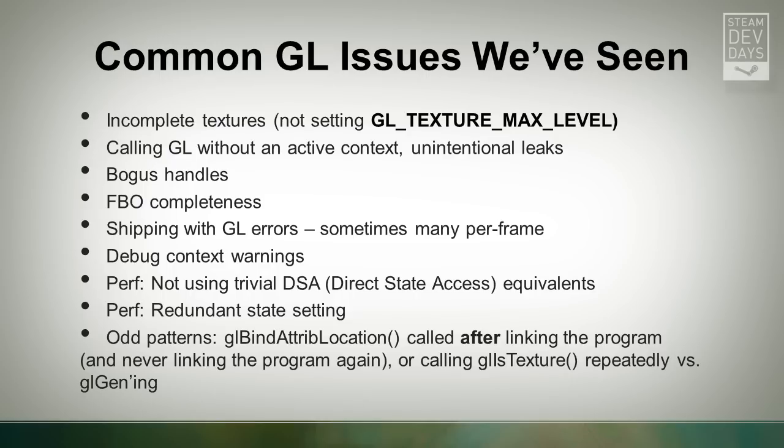Shipping with GL errors, I think this is really, really bad, because when there's a GL error during replaying, I have to track down whether it is my problem or the application's problem. It turns out many apps just ship with GL errors. Sometimes I think, personally, you should call glGetError a lot, at least during development. And I know there's also ARB_debug_output. You can use that too. Debug context warnings: I see a lot of debug context warnings, even in the biggest games.